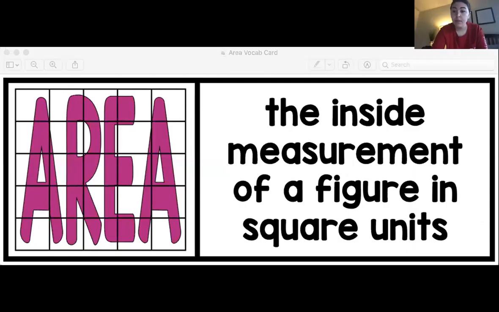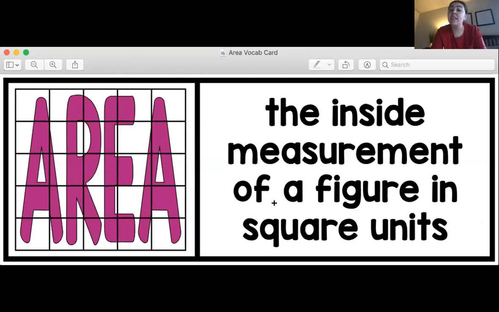So, today in math, we are going to continue to talk about area. And we talked about area before break, so I'm going to share our vocab card so we can review what area is. A reminder, area is the inside measurement of a figure in square units. So, we measure the inside of a shape in square units most of the time.